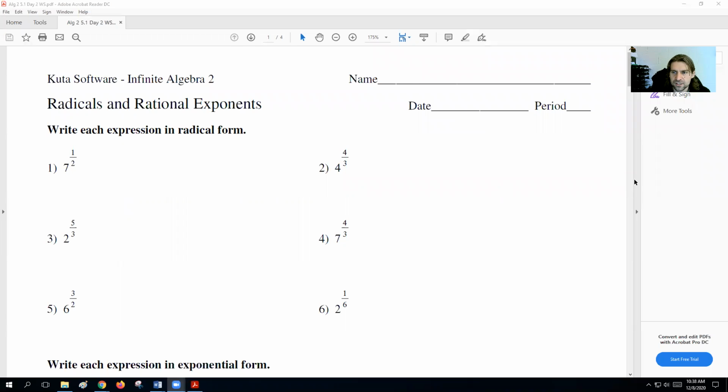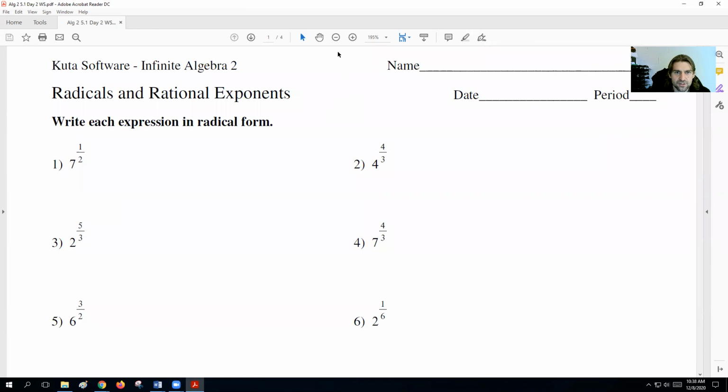And we're going to go over just a couple problems of each section. So first section here, what you need to do is just put each expression in radical form. So 7 to the 1/2 power would be the square root of 7. Just going over here, 4 to the 4/3 power would be the cube root of 4 to the 4th power. Or you could put the cube root of 4 to the 4th here. And that's all we're going to do. We're just writing it in radical form. You don't need to simplify. All right, so that's the first section here.